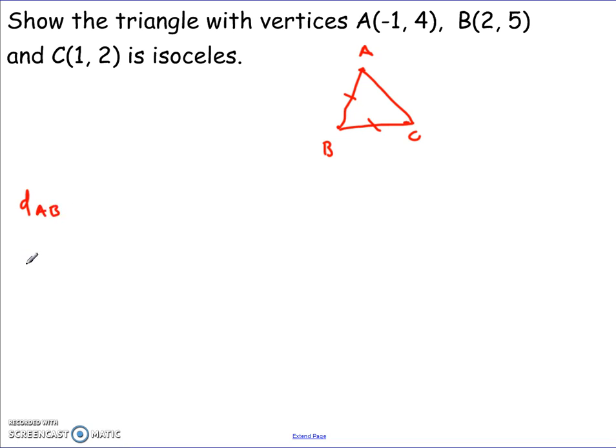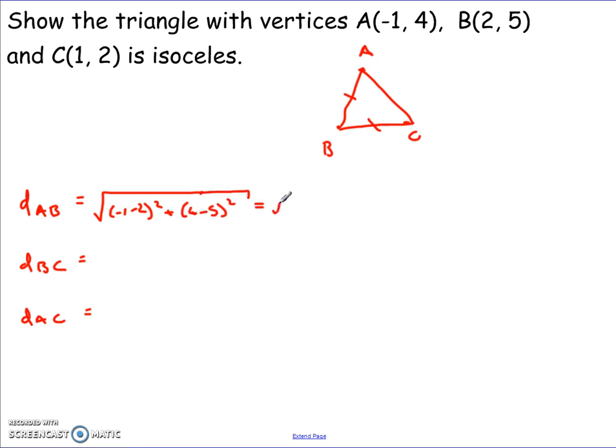So I find the distance of AB, the distance of BC, and the distance of AC. And two of these should match. Now, even if we find the two in the first go, what we should do is check all three of them, because actually if all three are the same, then we've proven it's actually an equilateral triangle. So distance from A to B, using the two coordinates there, A and B, what I'd end up doing for that one is negative 1 take away 2, squared, plus 4 minus 5, squared.